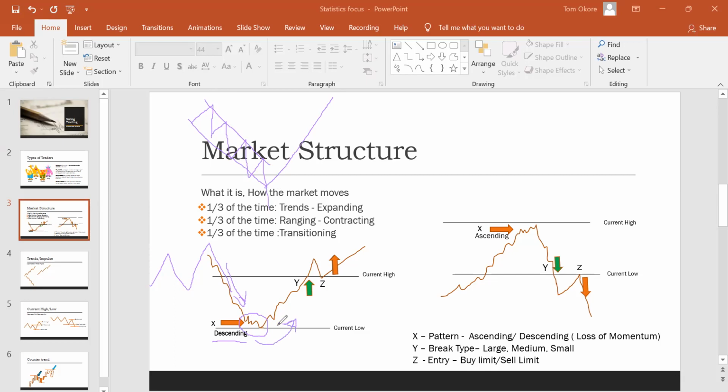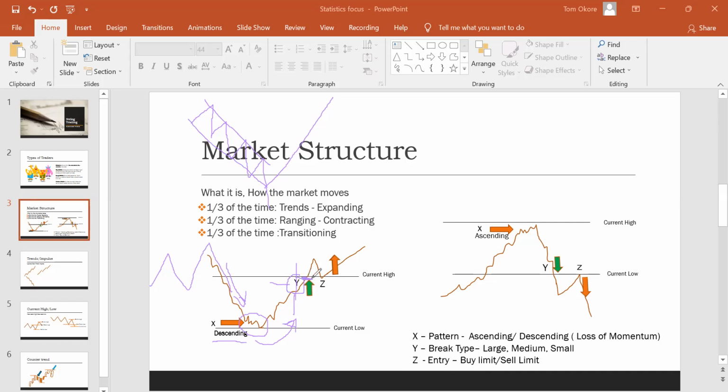When the market has turned at that point, we are very concerned. First, once we see this descending pattern and the market has turned, we want to make sure that this is a confident turn. But we'll only know that as it turns and hits the current high. When we hit the current high, at that point, we look at that point Y. That point Y is a point of interest.